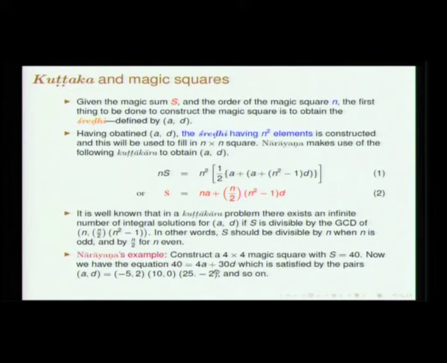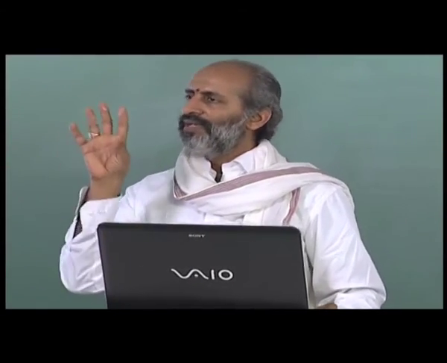Anyway, the point is you will be able to get several such possibilities. In fact, right at the beginning of the chapter Narayana says, if you have one solution then you have an infinite number of solutions. Therefore given S and N, if you are able to get one, then you will be able to get an infinite number of magic squares. That is the kind of implication of understanding this.